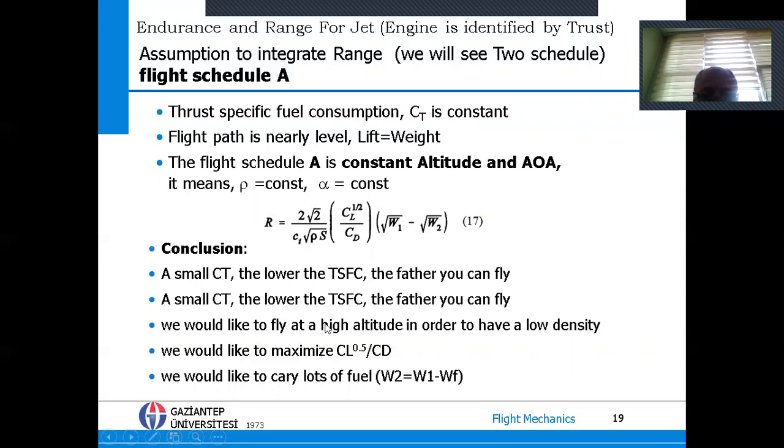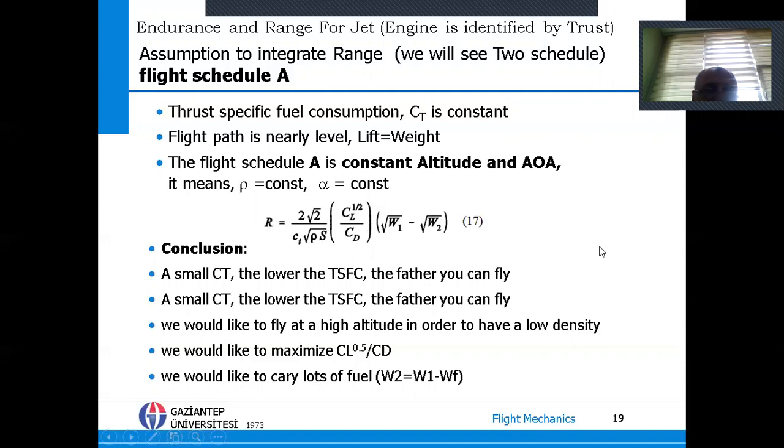We would like to fly at high altitude, to minimize rho. If you minimize rho, you maximize range, to have low density. Also, we would like to maximize this term. If you maximize it, we can maximize range. We have seen this before, when we derived the condition to maximize range. We have seen the same result. Also, we would like to carry lots of fuel. If you have more fuel, then this number is small and this one is big. Then we have big range.